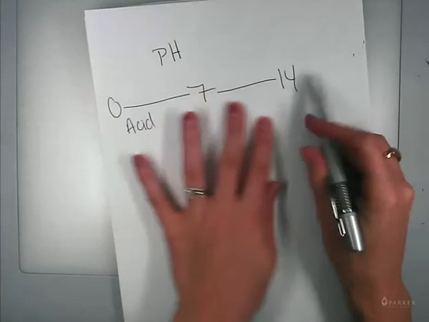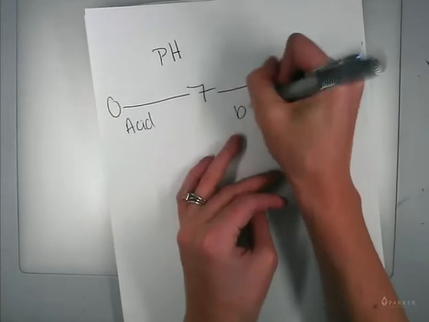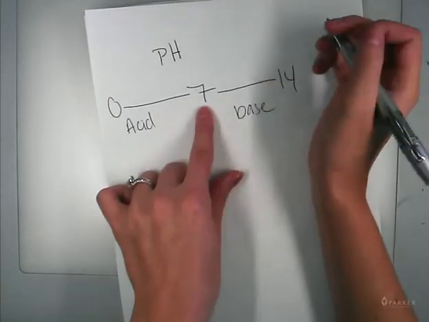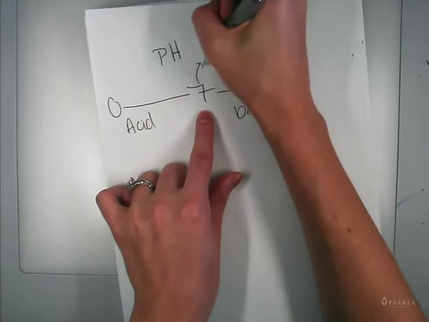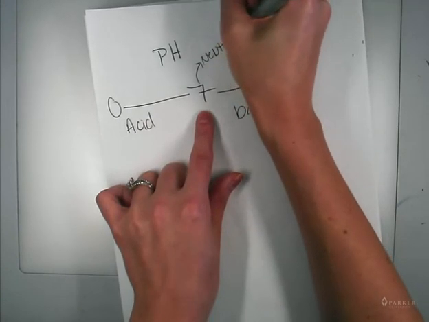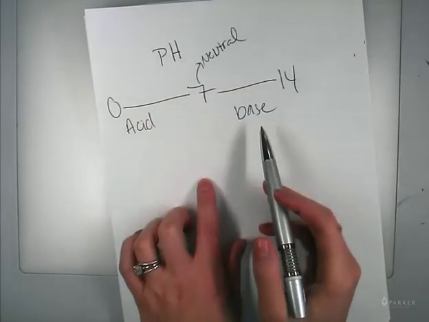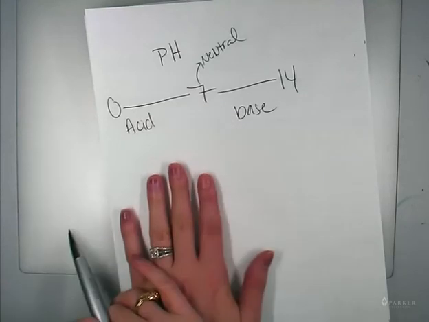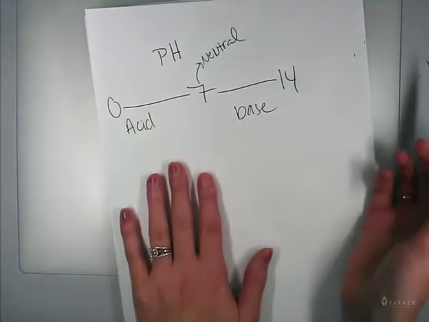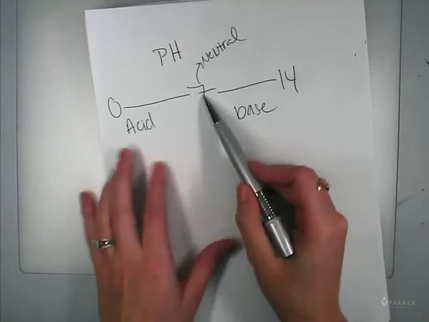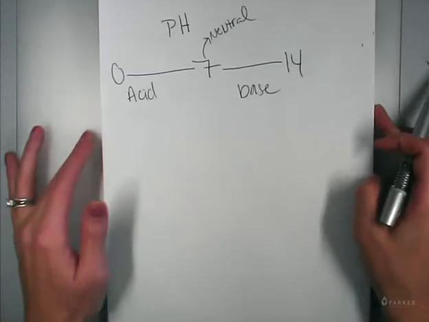7 to 14 on the side is a base. And if you actually have 7, then that's neutral. So you can look at your pH. If it's below 7, it's considered acidic. If it's above 7, it's basic. And the lower it is, the more acidic. The higher it is, the more basic.